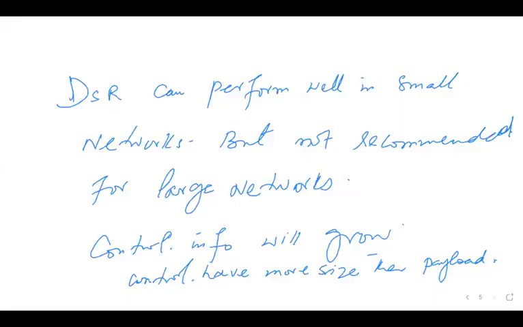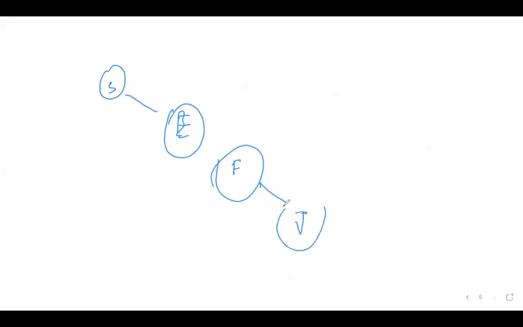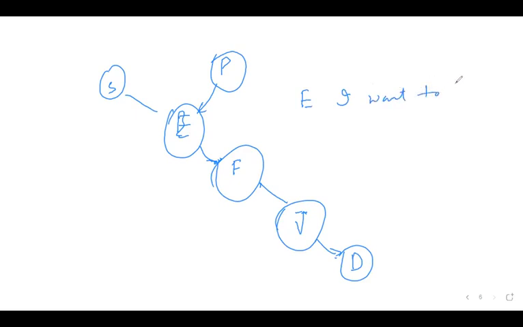So here you can see, in this example, we have node S, then E, and then node F, and then J, and then D. For example, this is the route. And now another node comes here, which is node P. Node P also wants to send data to the destination node, and it sends a packet to node E that I want to communicate, I want to transfer data to node D.